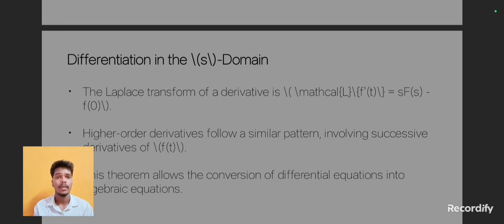Differentiation in the time domain. The Laplace transform of derivatives, and of higher order derivatives, follows a similar pattern involving successive derivatives. This theorem allows the conversion of differential equations into algebraic equations. This is called the Laplace transform of derivatives.